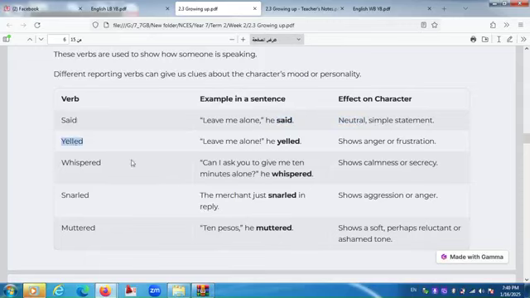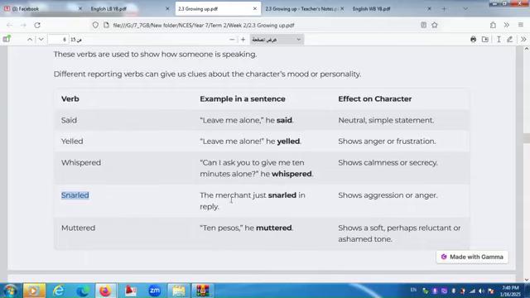When you yell, like "Leave me alone!" and then you put an exclamation mark, he yelled. That shows anger and frustration. Whispered, very soft and very quiet. "Can I ask you to give me 10 minutes alone?" A question, hesitant. I will say he whispered. He is shy, hesitant to say. It shows calmness and secrecy.